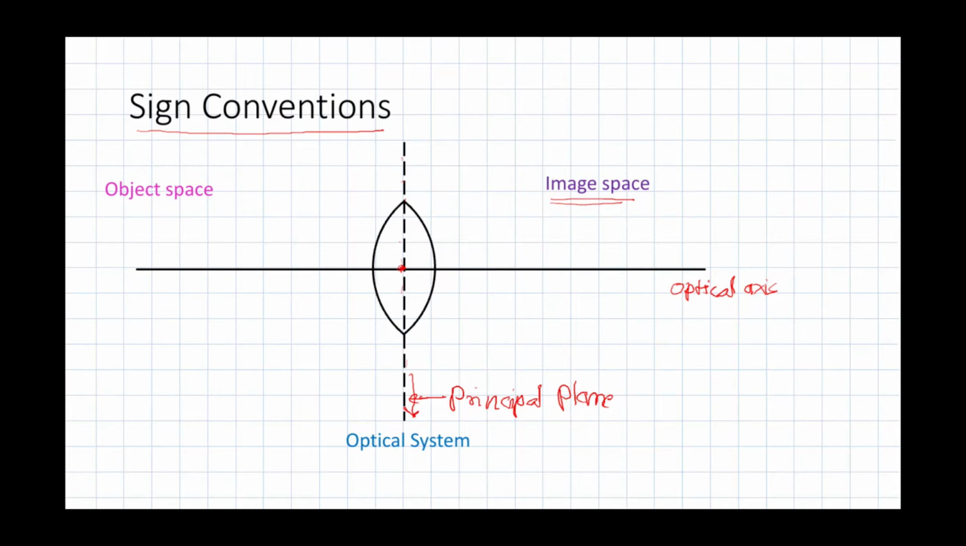So let us consider here that this is optical center O. Now let us consider that this optical axis is along x-axis and this principal plane is along y-axis. So according to sign conventions, from optical center this is positive x-axis, and from optical center this is negative x-axis.